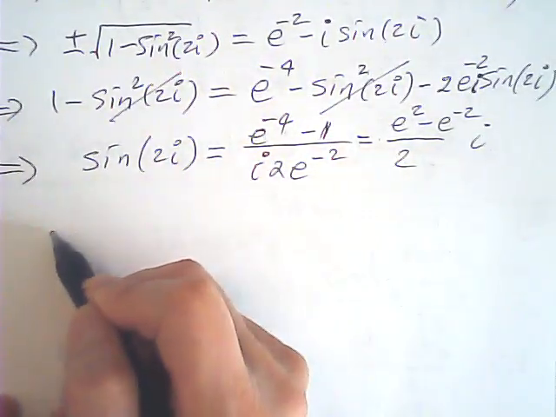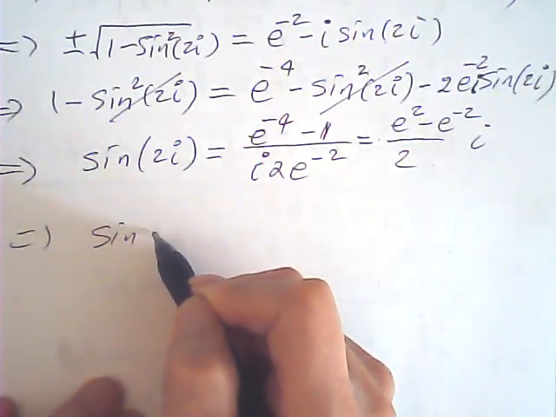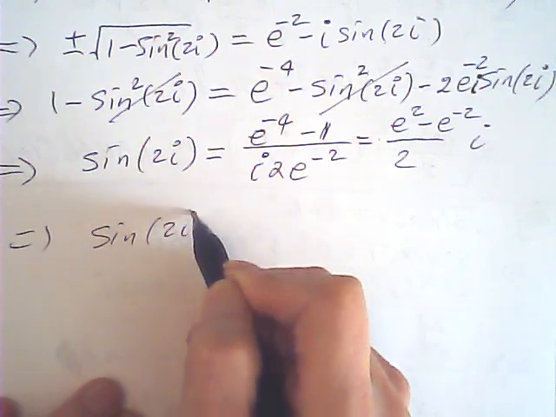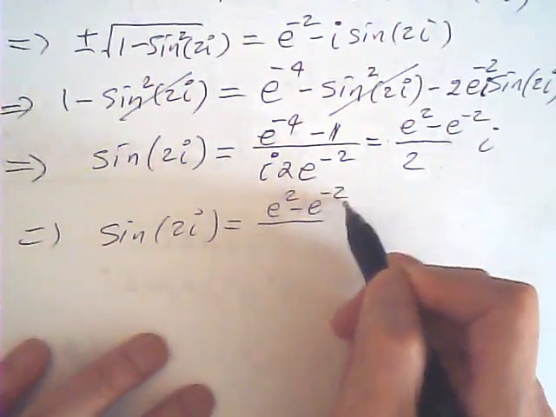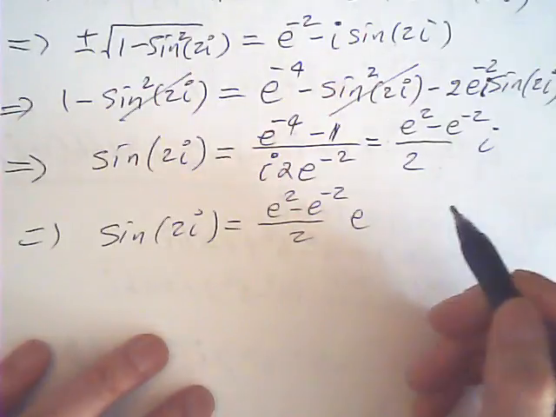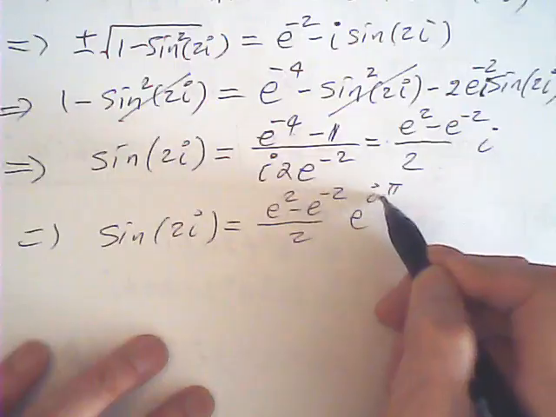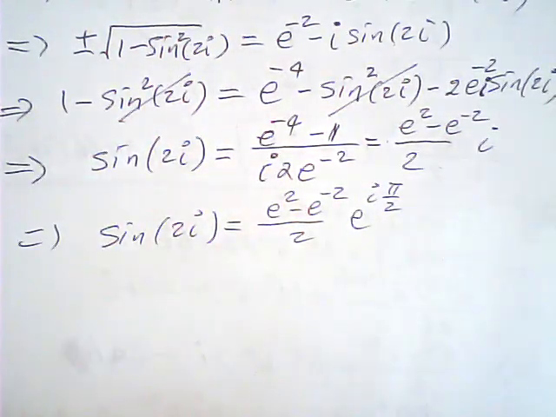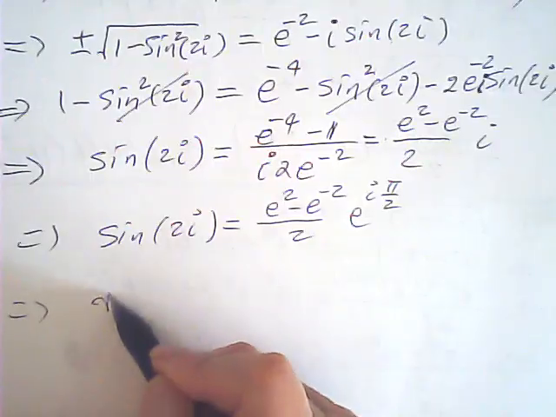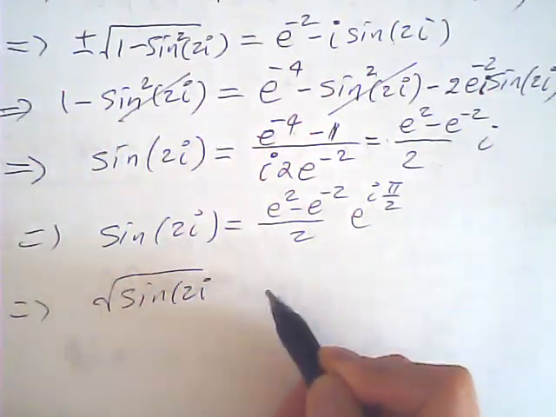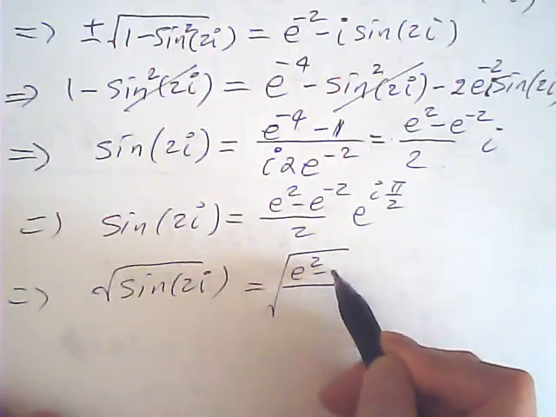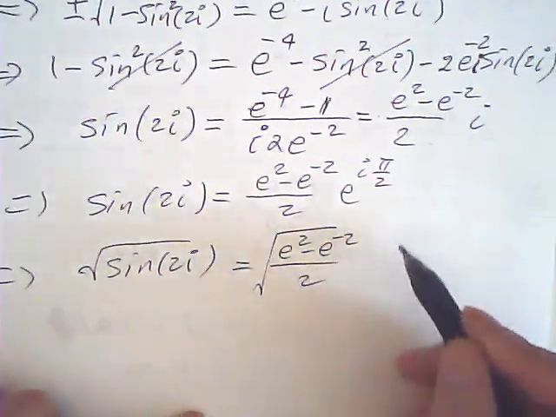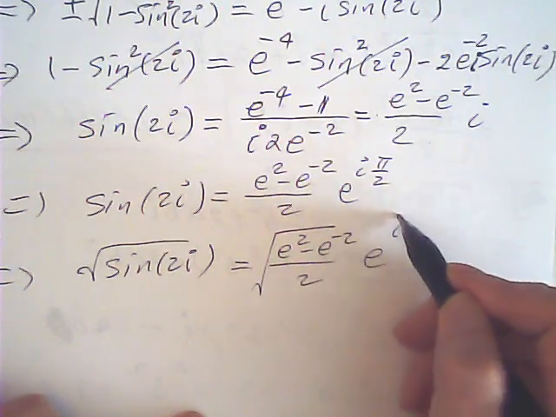So 2i is equal to e squared minus e to the negative 2 over 2. This is e to the i half pi, right? Yeah. Then I take the square root, sine 2i. This becomes e squared minus e to the negative 2 over 2. This becomes e to the i quarter pi.